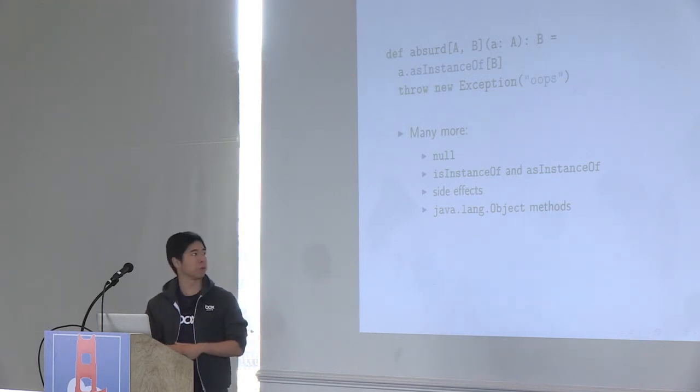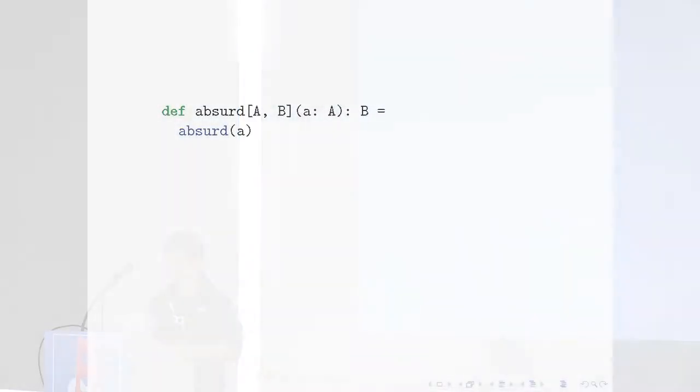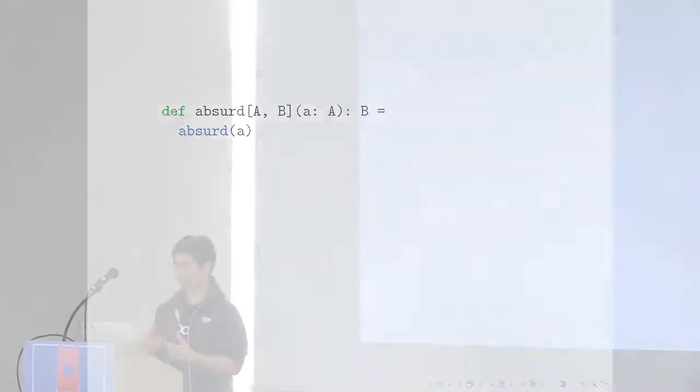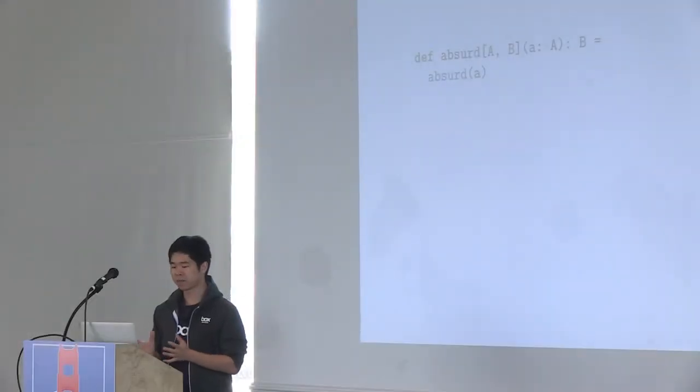However, there is still one more implementation that is valid, and it looks like this. We simply recurse on itself. And as far as the compiler is concerned, this is fine, right? You're calling a function with the correct argument. That function returns a B, and you want to give a B back. So everything type checks, and it's fine.